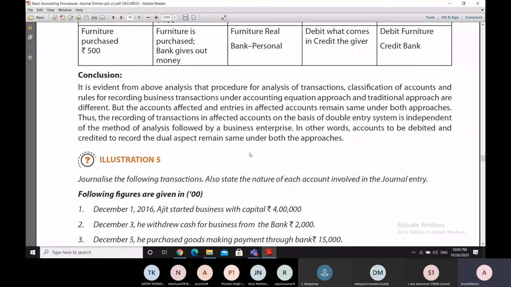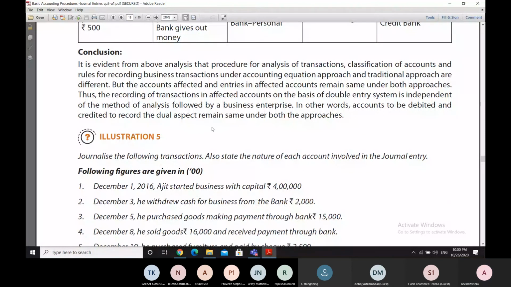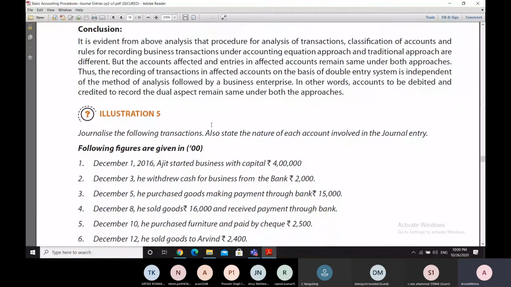And therefore the recording of transaction in affected accounts on the basis of double entry system is the same, whatever be the method of analysis which is followed by the enterprise. So in other words, we can say the accounts which are to be debited and the accounts which are to be credited to record the dual aspect will be the same under both the traditional approach as well as the accounting equation approach.